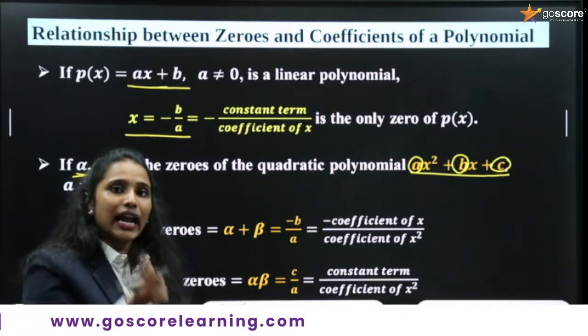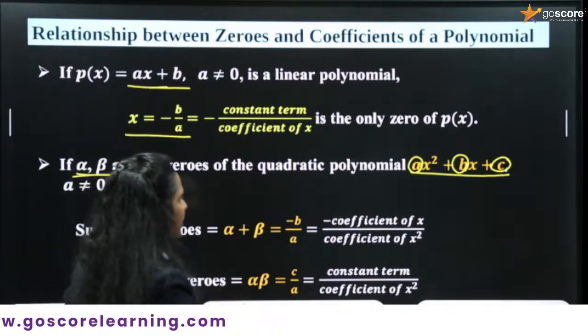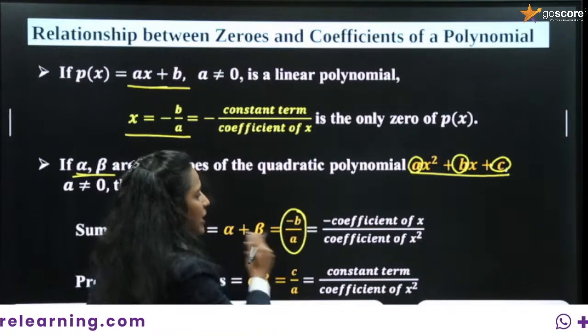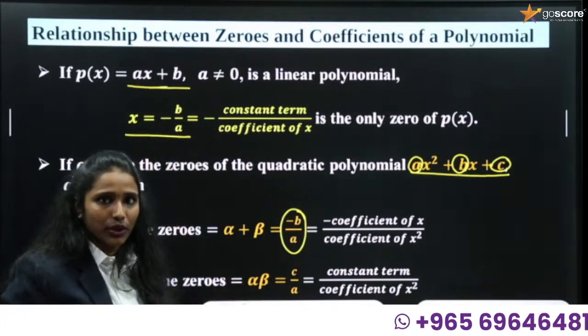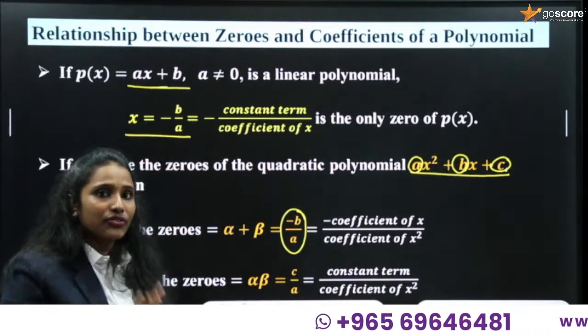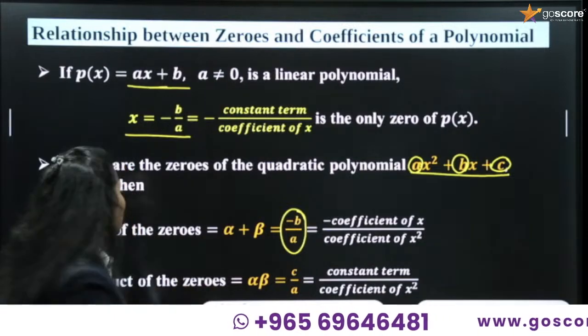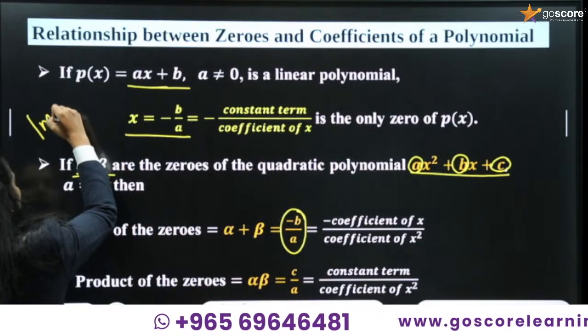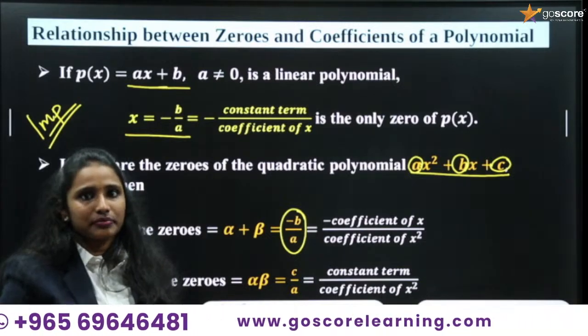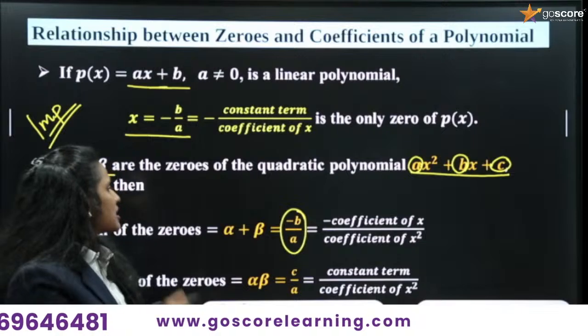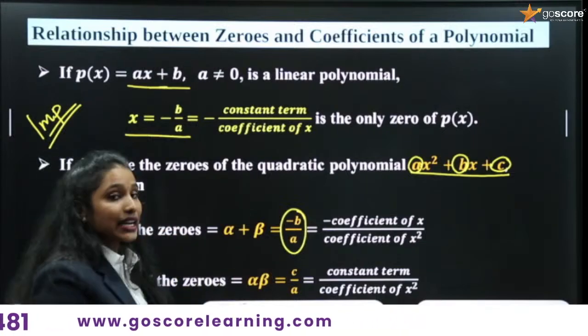When we add those two zeros, we will get minus b by a. That means minus coefficient of x divided by coefficient of x square. Alpha plus beta equal to minus b by a. It is very, very important. You will definitely have a question from this. That's very sure. So, the sum of the zeros is minus b by a.